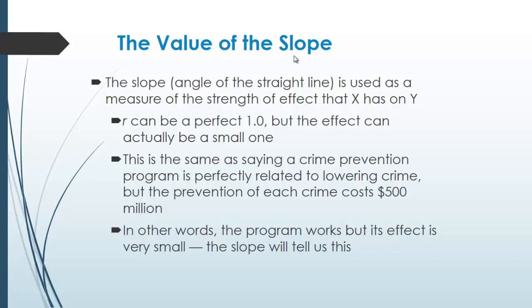Whereas if it were a steep slope, you'd have to change x only a small bit to get big reductions in crime. So the flatter the line, the more effort and energy and time and resources you have to put into it. The steeper the line, the less effort you have to put into changing y, or to get the result that you want in that reduction in crime.